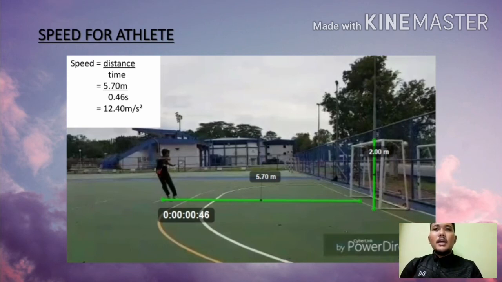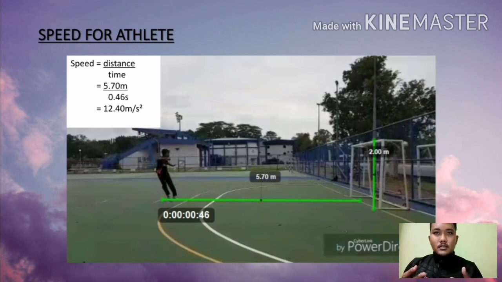Okay, now I would like to continue the presentation, which is the speed for an athlete and non-athlete. The speed of an object tells you how fast or slow it's moving. The faster something moves, the greater the distance it covers in a given time, or the less time it takes to cover a given distance.